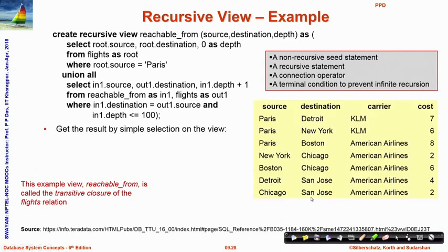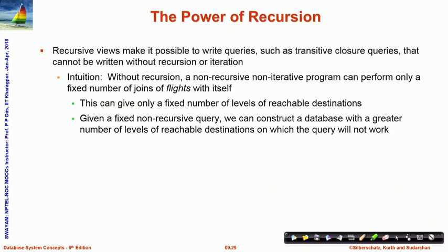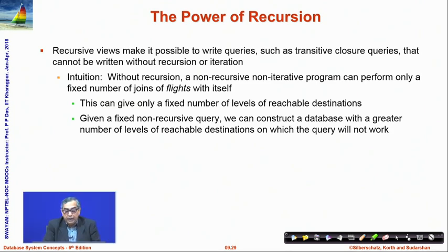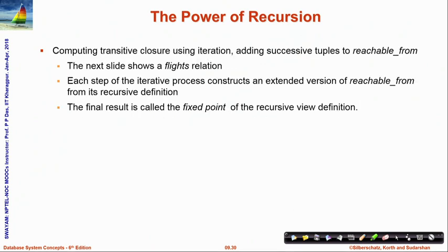So, this is the instance of the flights, and on the final computation this is what you get. This gives you all the destinations that can eventually be reached from the source Paris. The recursion is very powerful in the sense that a non-recursive version can only find flights up to a certain number of hops, and whatever query you write, it is always possible to write out a database instance which will have more hops and your query will necessarily fail.